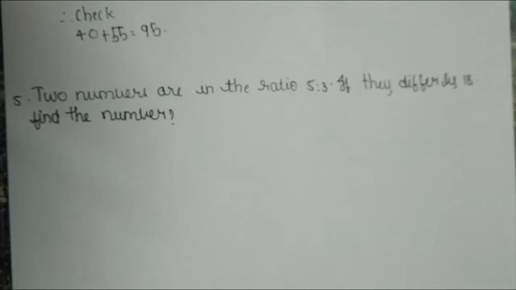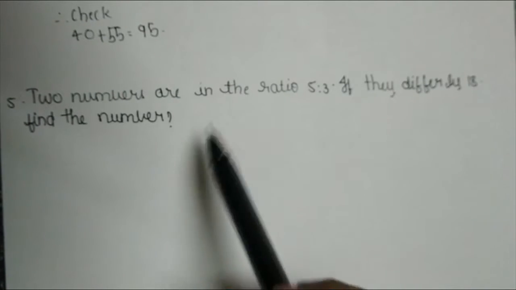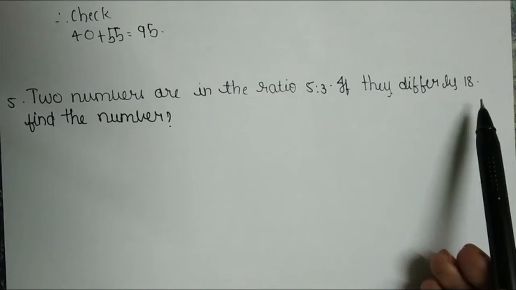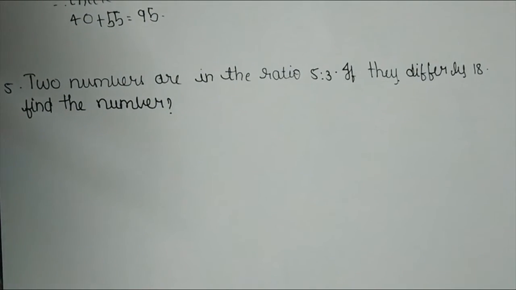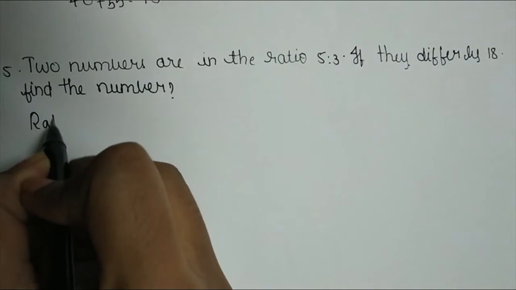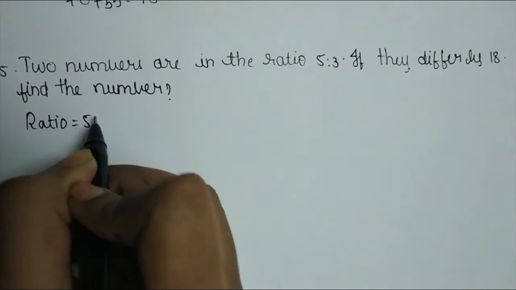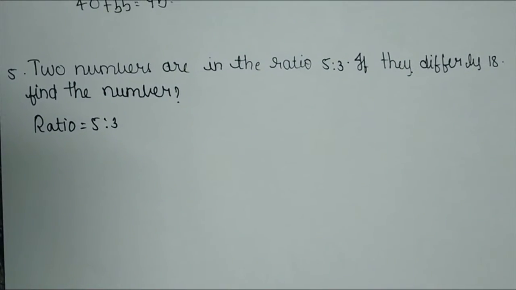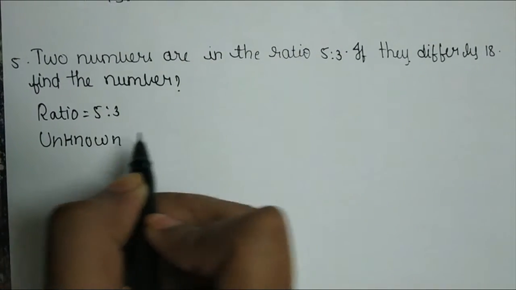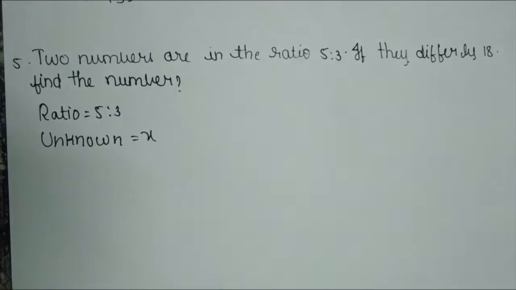Let's continue with the fifth sum. Two numbers are in the ratio 5:3. If they differ by 18, find the numbers. Two numbers are in the ratio 5:3. We don't know them, that means they're unknown. Let's take them as x.